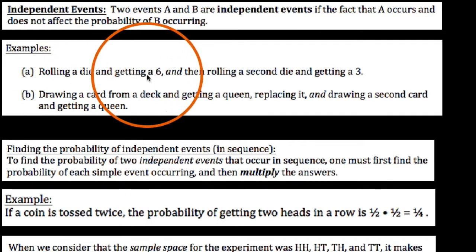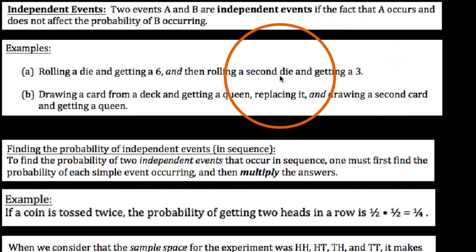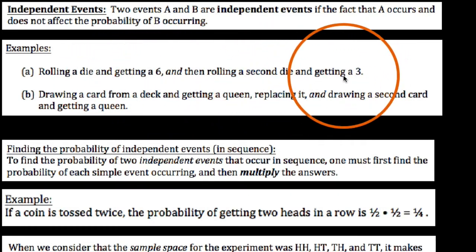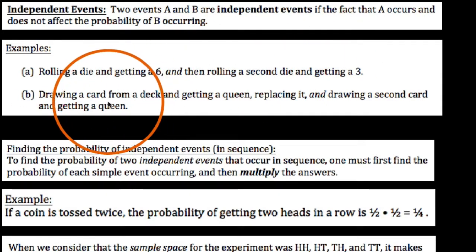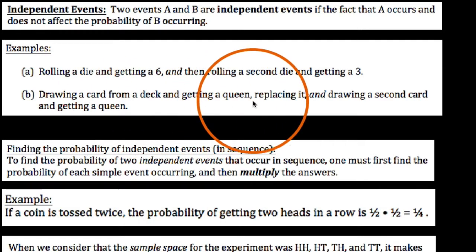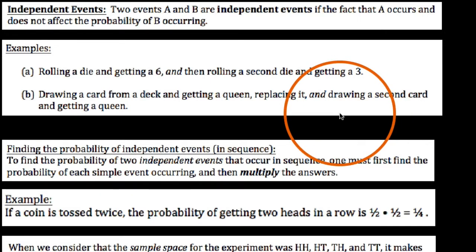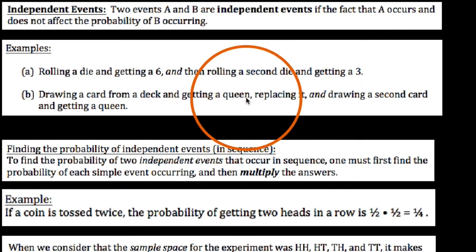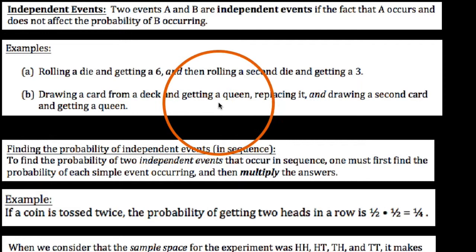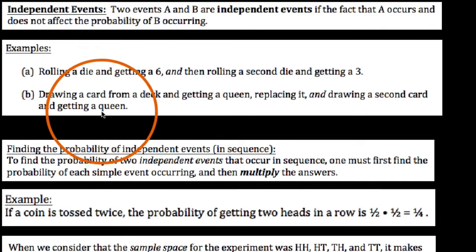So for instance here, rolling a die and getting a 6 and then rolling a second die and getting a 3. The thing here is that this first die does not affect how that second die will actually roll. So the rolling of a 6 would not affect the rolling of a 3. So we would say that these two events here, rolling a 6 and rolling a 3, are independent events. Just like if we were to draw a card from a deck of cards and get a queen and then put it back and maybe shuffle, but draw a second card in sequence and get a queen. The fact that you put that first card back means that the likelihood of grabbing a queen the second time should be just the same as it was the first time. So the fact that the first thing occurred did not affect the probability of it occurring again.